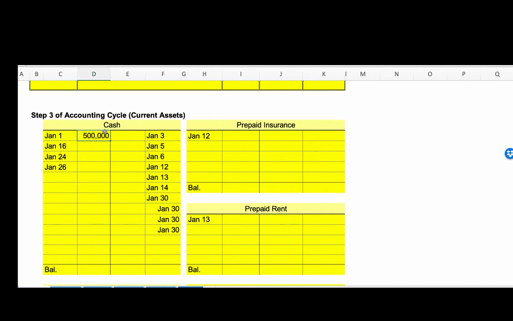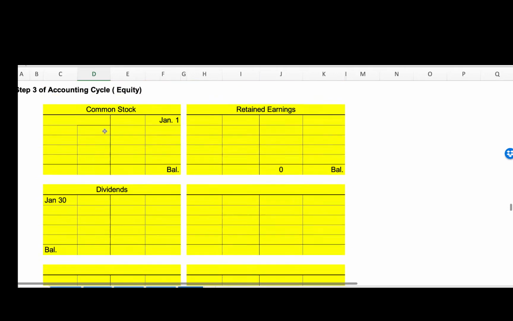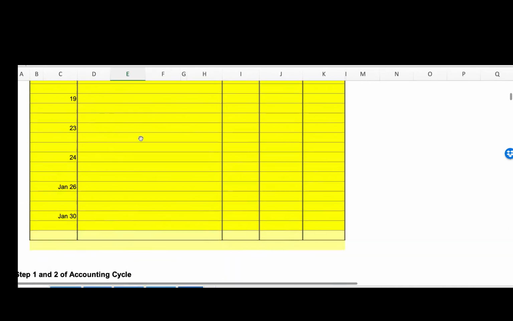That's it. The next is a credit to common stock for 500,000. So common stock is in the equity section, and so you'll have to get familiar with that. So here's equity, January 1st, 500,000 on the credit side, and you're done, right? That's it. So all you're doing is when you post for each account, you go to the T account. If it's a debit, you put it on the left side. If it's a credit, you put it on the right side. All right, let's look at the second entry.